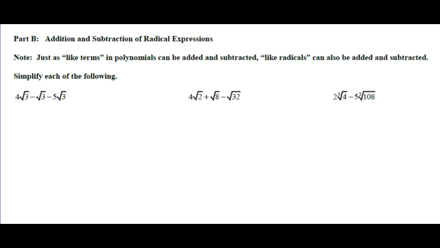Okay, addition and subtraction of radical expressions. Note, just as like terms in polynomials can be added and subtracted, right? So if you've got an x squared y, you can add another x squared y to it, right? You can have 5x squared y minus 7x squared y. You combine like terms. So we can do the same thing with radicals. Like radicals can be added and subtracted. Often what we have to do is convert an entire radical to a mixed radical so that we can see that these are in fact like radicals.